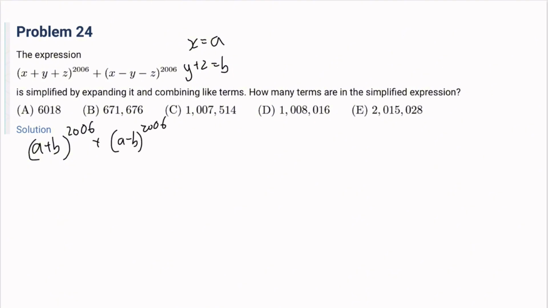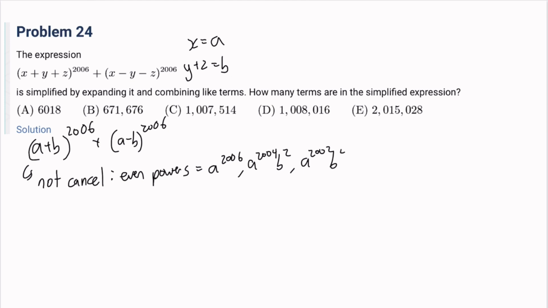And then we can see that the terms that don't cancel are going to be even powers. That's going to be a to the 2006 power, and a to the 2004 b squared, a to the 2002 b to the fourth, a to the 2000 b to the 6th power, all the way up to just a squared b to the 2004, and b to the 2006 power.